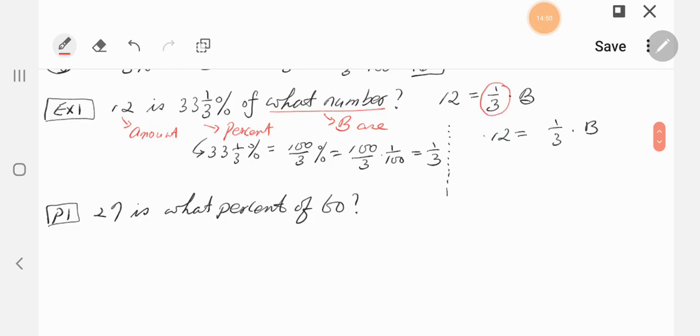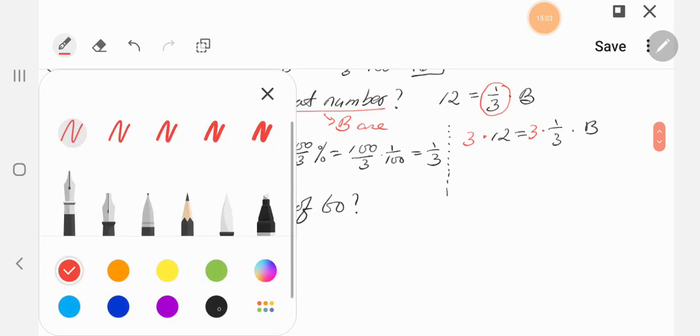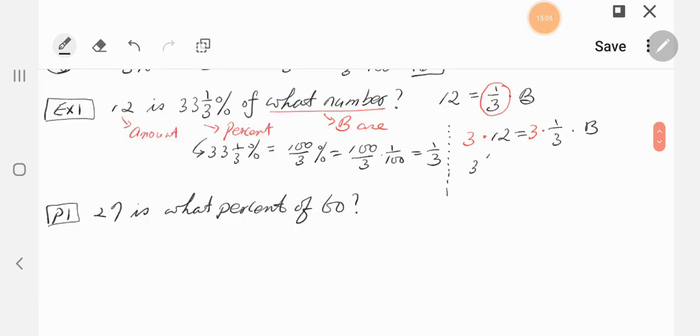What is the reciprocal of 1/3? 3, right? So multiply the left-hand side of the equation by 3, the right-hand side by 3. The reciprocal of 1/3 is 3. Then the left side is 36, the right side is B. Interchange the sides. So the base is equal to what? 36. So actually 12 is equal to 1/3 of 36.